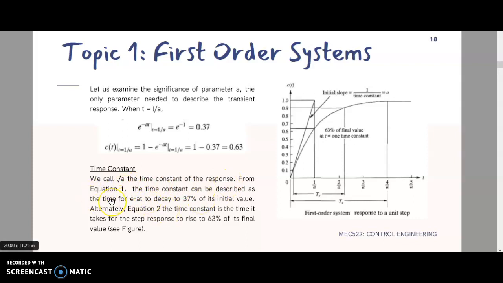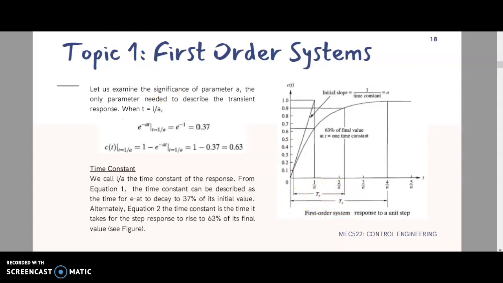So for equation 1, we can describe the time for exponential minus at to decay to 37% of initial value. And then for the second equation, the time constant is the time it takes for the step response to rise 63% of its final value. So you can see here, dia akan naik dengan lajunya sama, 63%. So here you can see kita akan nampak kat sini ada Tr and then kita akan ada Ts.